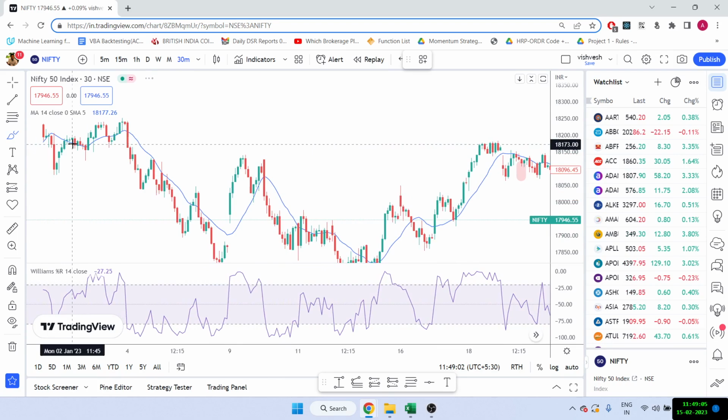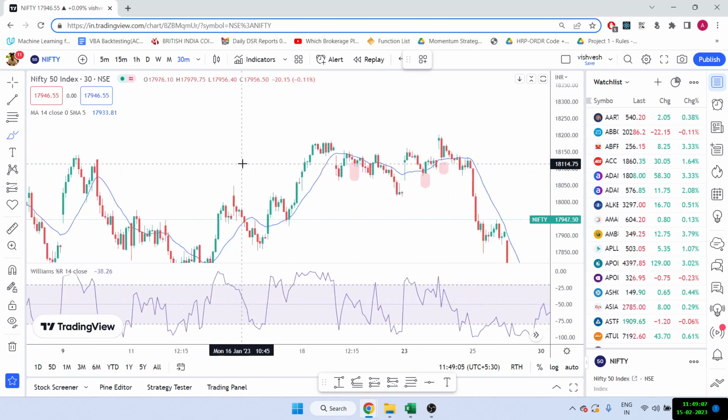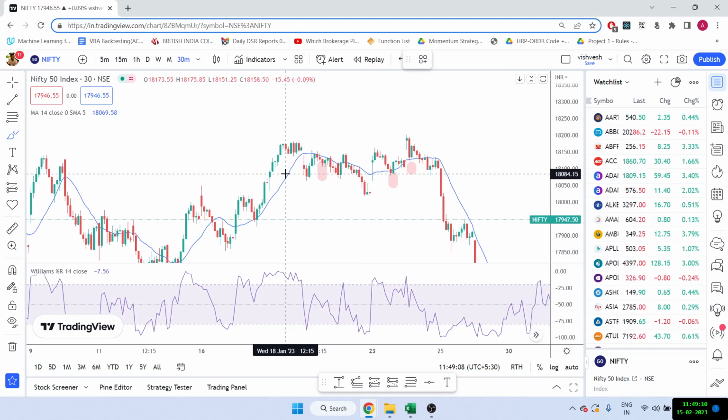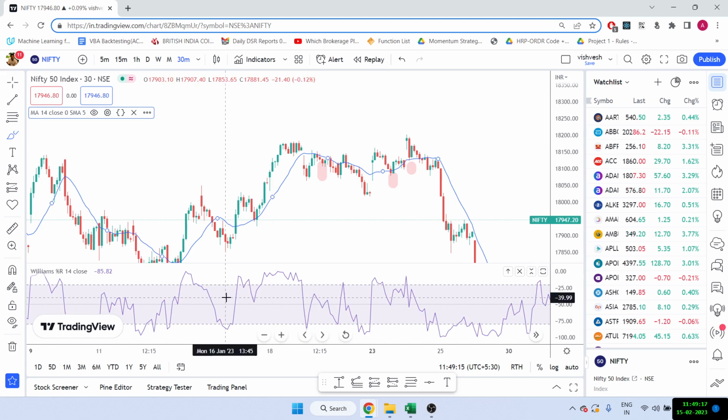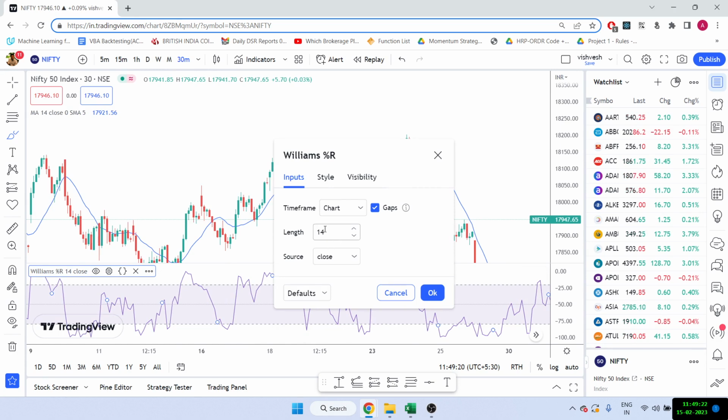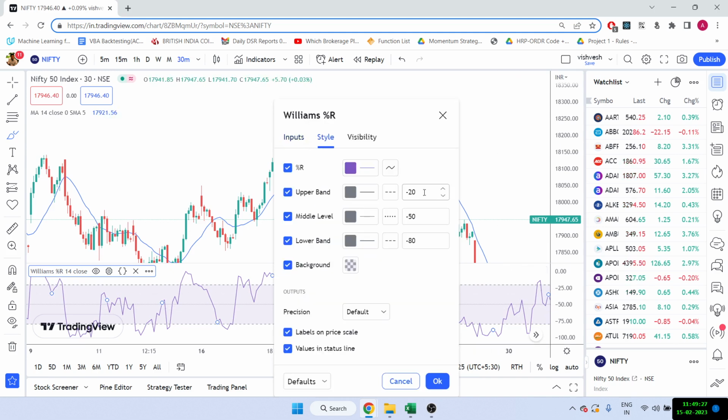So I have added both the indicators. Let me first show you the indicator settings. The first indicator that I've added is the moving average, and it's a normal simple moving average with the length of 14. And the second indicator that I've added is Williams percentage R, and again the length is 14. Here you will also notice that there are three more lines. These lines are based on overbought and oversold zones. The upper line is -20, the middle line is -50, and the bottom line is -80. So those are all the settings.